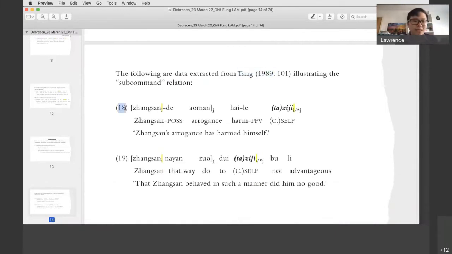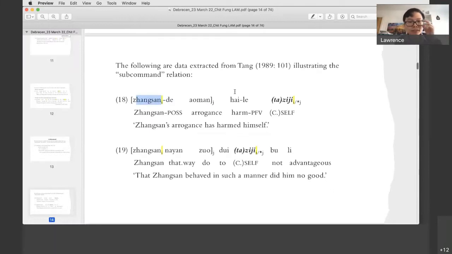So example 18, Johnson's arrogance has harmed himself. So we see that what actually C-commands himself, the complex self, or self, is the matrix subject, but the antecedent is further embedded in the C-commanding entity. The antecedent being further embedded in the C-commanding entity is what can be considered subcommand. Similarly, this is a subject clause. The antecedent is further embedded within the subject clause, rather than being the subject clause itself that C-commands the reflexive. And we call this relationship subcommand.